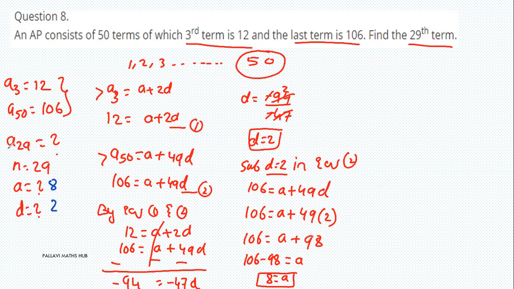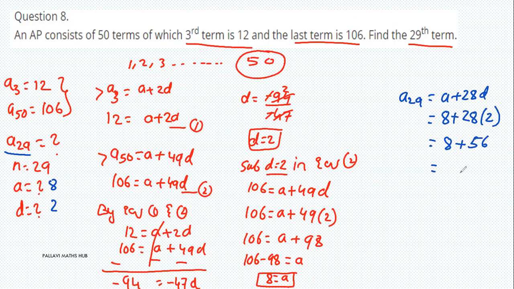Now find A29. Sorry, A29 is question mark. A29 is equal to a plus 29 minus 1, which is 28d. The value of a is 8 plus 28 into d, the value is 2. So 8 plus 28 twos are 56. 56 plus 8 is 64. Then what is the value of A29? A29 is 64. I hope all of you understood this one.